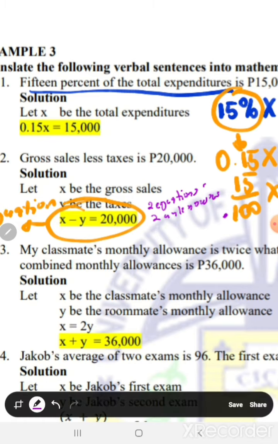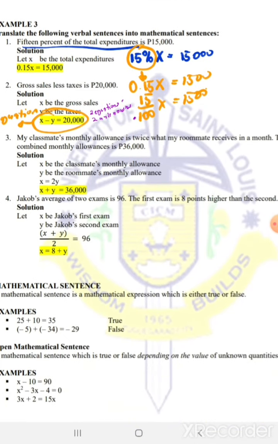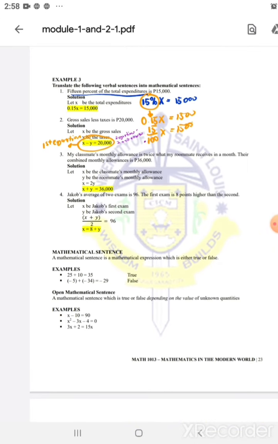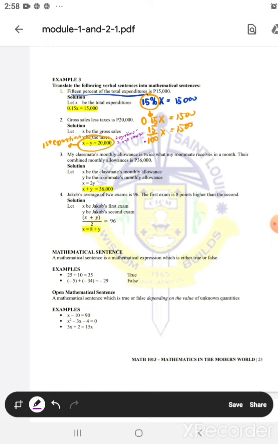Though the mathematical sentence is correct, if you will be asked to solve the problem, you cannot solve it because there is a lacking equation. Try to notice your example number 3. My classmates' monthly allowance is twice what my roommates receive in a month. Their combined monthly allowance is 36,000 pesos.